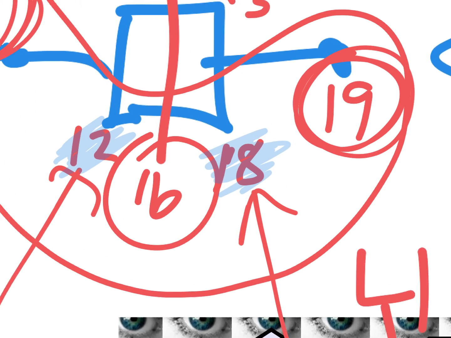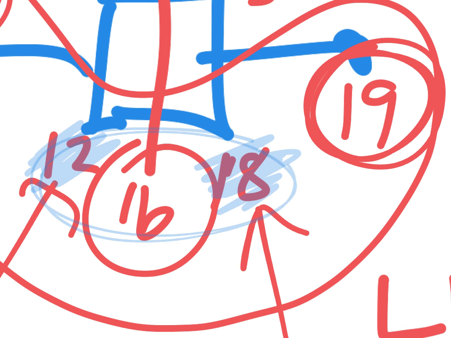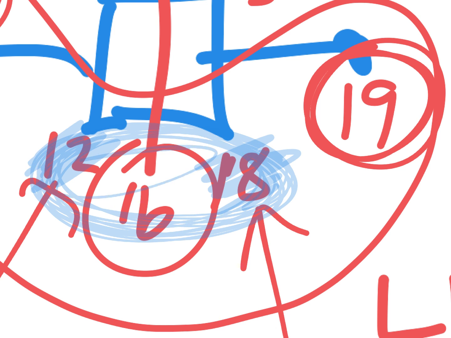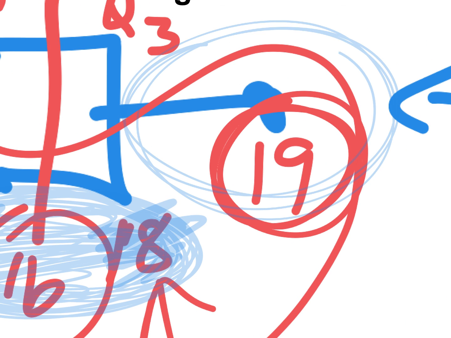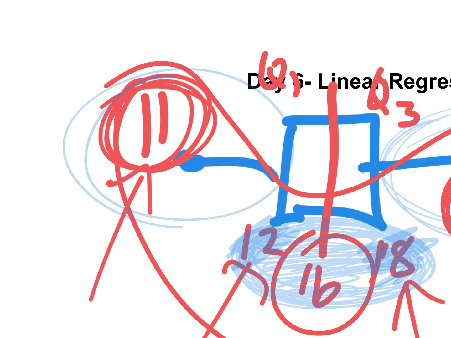What percentage of data is in here? Hint, it's more than 25. What is it? Say it if you know it. In between here and here. That's like the box itself. What percent of the data is that? 50%. The top 25 is up here. The bottom 25 is down here.